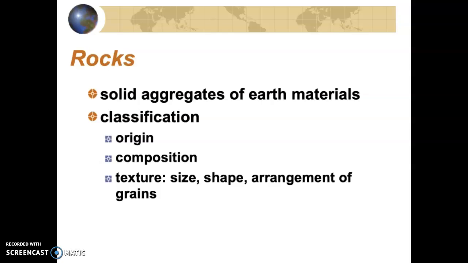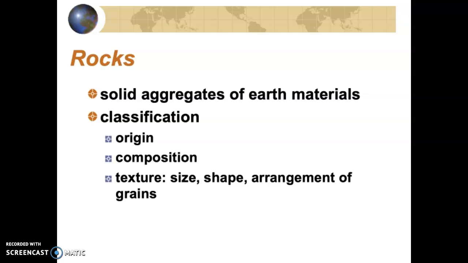The way we classify rocks is based on their origin, their composition, and their texture. And the first division that we use is the origin. There are 3 very broad rock types. Igneous rocks, which we will discuss first, form from the solidification of molten rock.